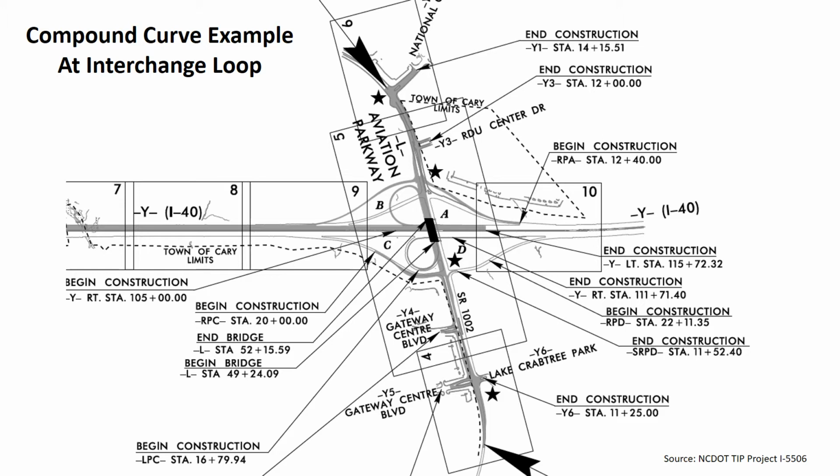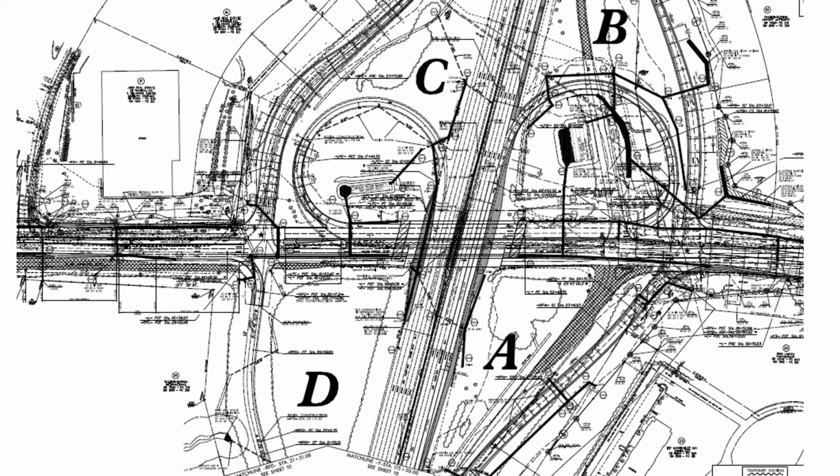commonly used. This is at the interchange of I-40 and Aviation Parkway, and we're specifically going to look at quadrant C and the loop in quadrant C. So this is what the design plan looks like.